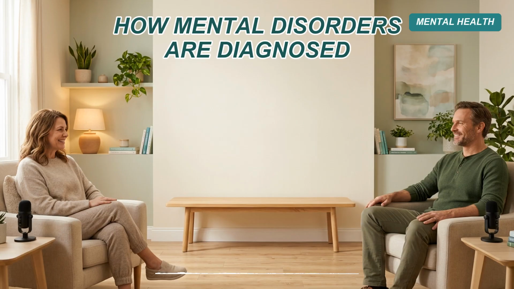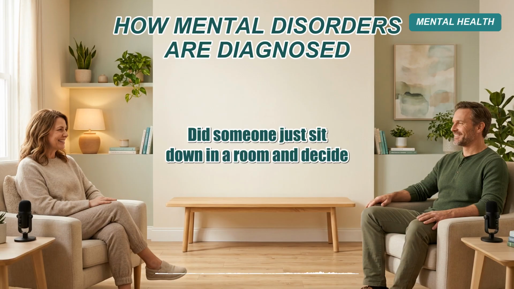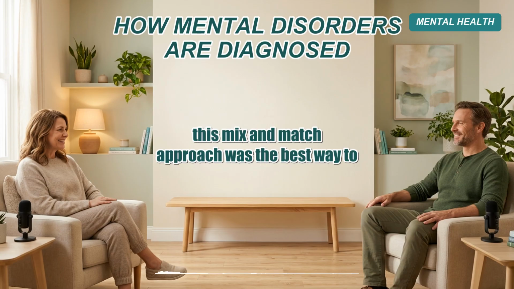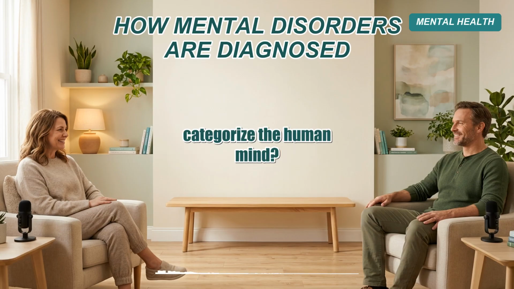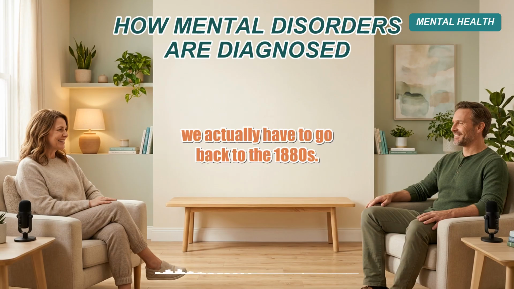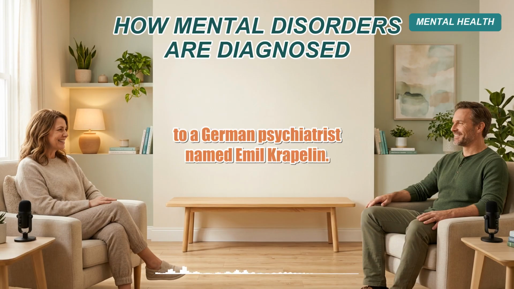That is wild. So if the criteria are that loose today, how do we even settle on this system? Did someone just sit down in a room and decide this mix and match approach was the best way to categorize the human mind? To find that origin story, we actually have to go back to the 1880s. Okay, way back. Yeah, to a German psychiatrist named Emil Kraepelin.